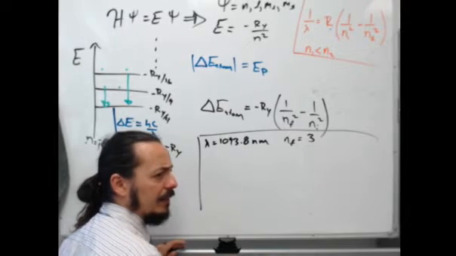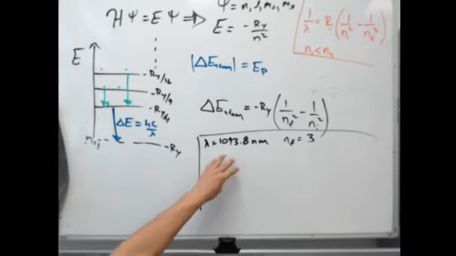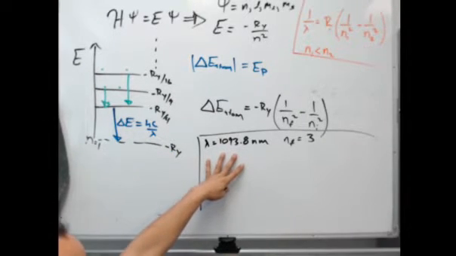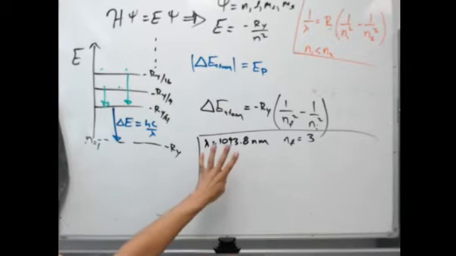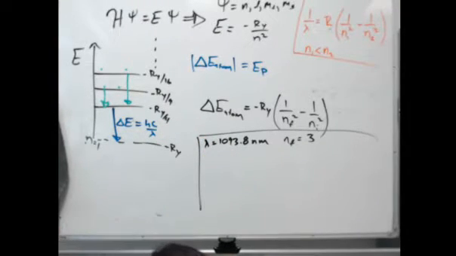Why can we tell n final equals 3? Can you tell just from this? No, it says, since it's an infrared emission, we should be able to figure it out. Right. It's infrared. When we just said earlier, infrareds are n final equals 3. So what's n initial? That's what we're solving for.